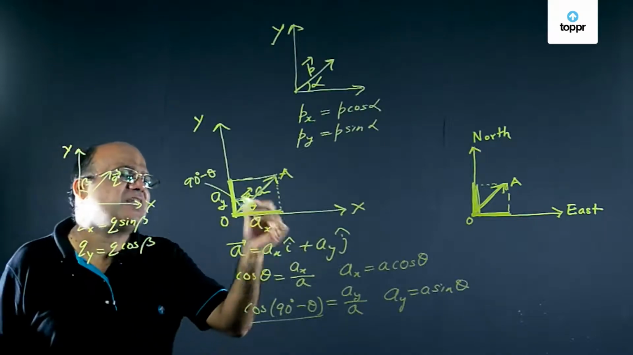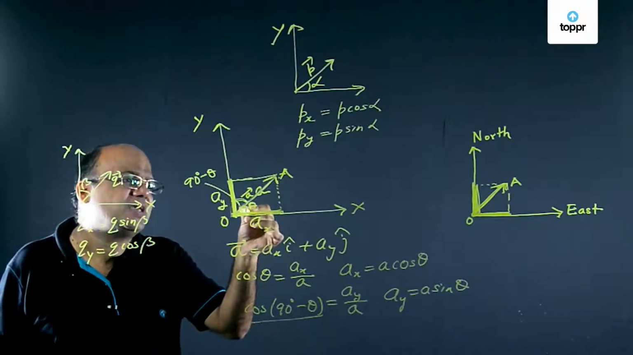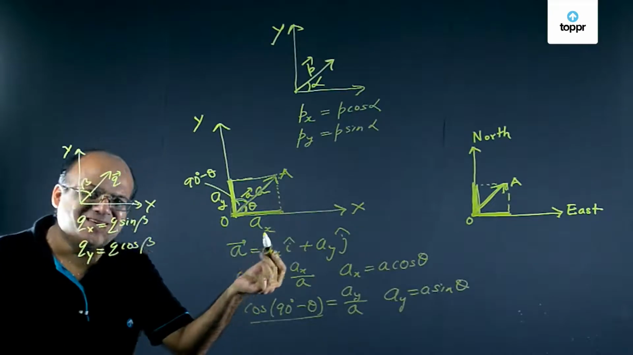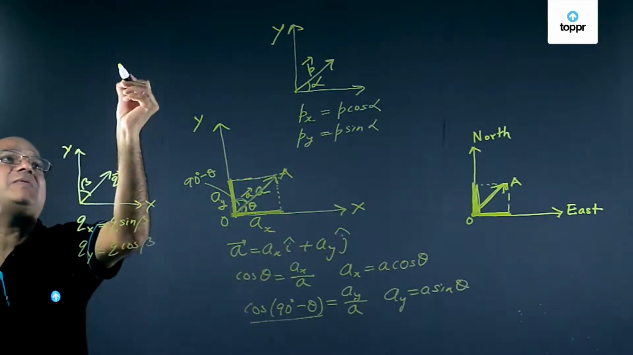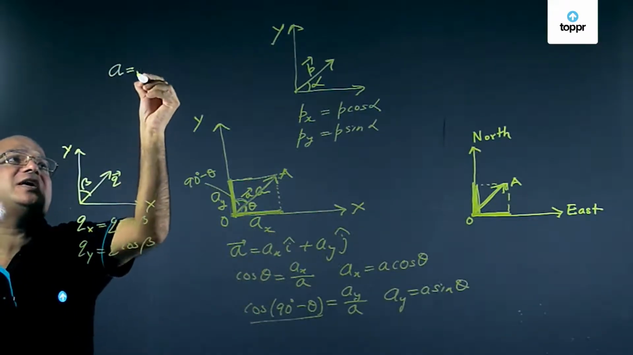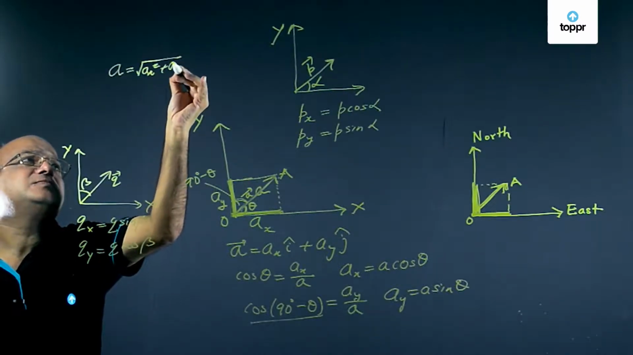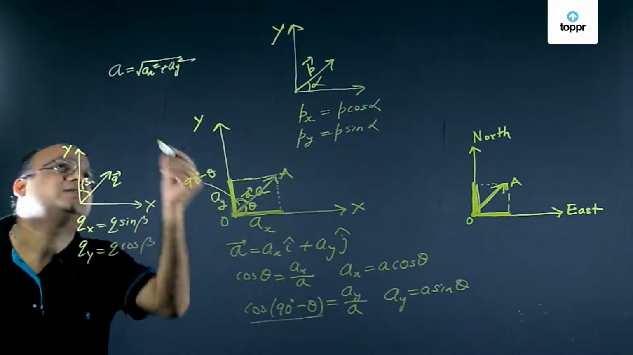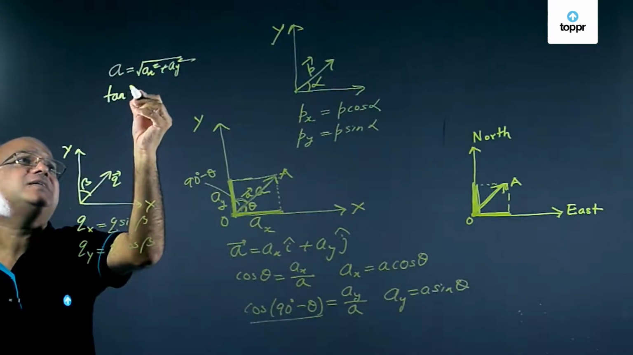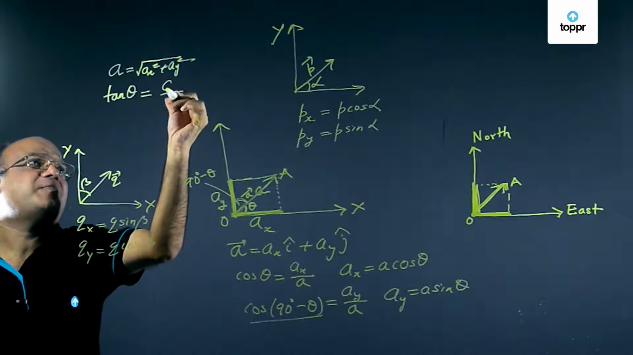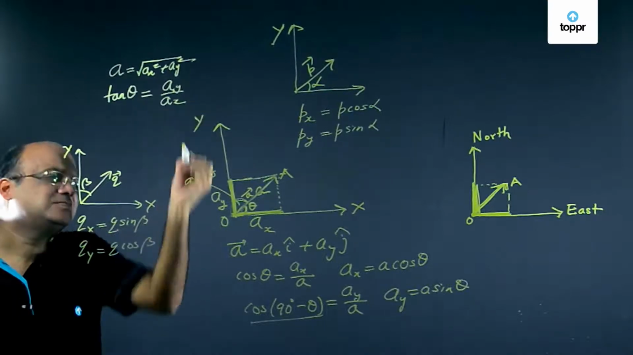Now suppose Ax and Ay are known. How do you find A? Simple Pythagoras theorem. A will be root over Ax square plus Ay square. And how to find this theta? Tan of theta will be Ay upon Ax.